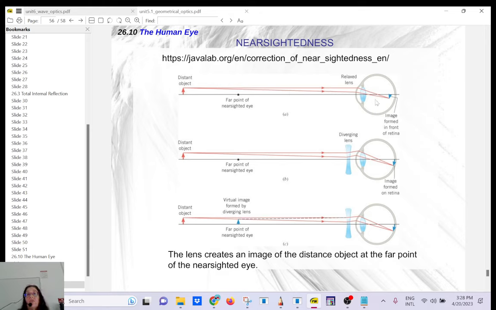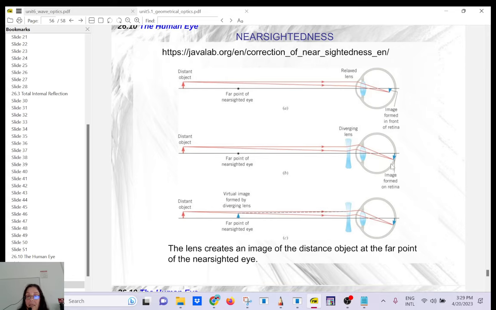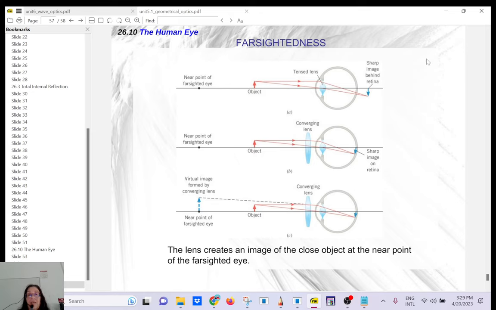Nearsighted, the eye is too flat, so the image is formed here. So you need to wear those diverging lenses to bring the image back on the screen. And here is the opposite. If you are far-sighted, the image is here. So you need to wear a converging lens to bring back the image right here on the screen.